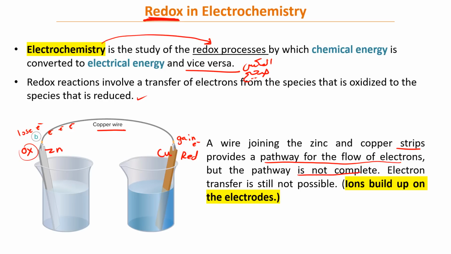The pathway is not complete. Electron transfer is still not possible. Why? Ions build up upon electrons. Because remember, the Zn will become Zn plus 2 وراح يترسب فوق هذا, and the Cu plus 2 becomes Cu. So there's a buildup of ions on the strips, and this is a problem. كيف نحل هاي مشكلة الأيونات؟ The ions build up on the electrodes. We use something that helps the ions transfer. And this is what we are going to see.